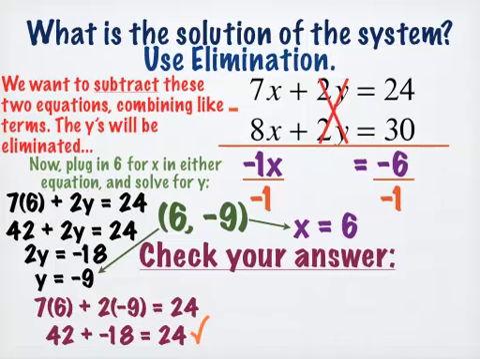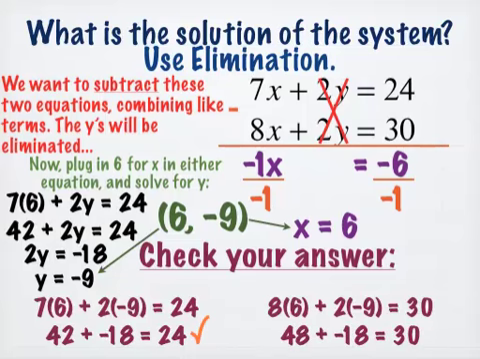Now I need to check the second equation, so I plug in 8 times 6 plus 2 times negative 9 equals 30. Well, 8 times 6 is 48, plus 2 times negative 9 is negative 18, equals 30. We can just think of this as 48 minus 18, which is 30. So it does work for both of the equations that we started with. So 6, negative 9 is an ordered pair that is a solution to the system.